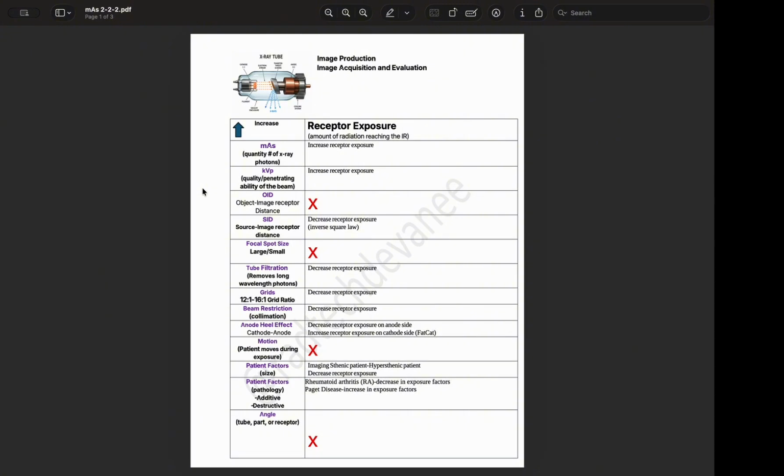Now let's talk about patient factors. So I like to think of imaging a sthenic patient to a hypersthenic patient. That is the average body type, the sthenic. 50% of the population have this body type. And then we have the hypersthenic patient. That is going to be a massive, stocky, larger build. 5% of the population have that body type.